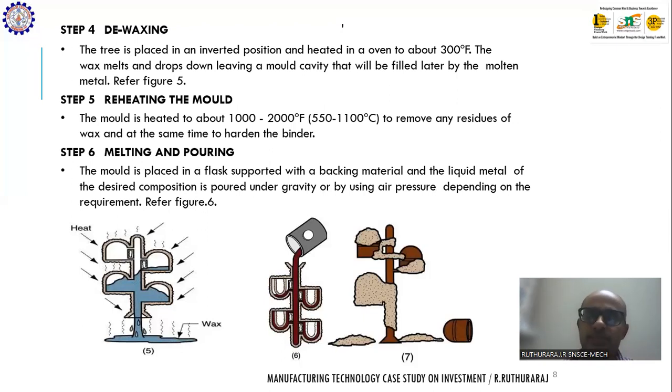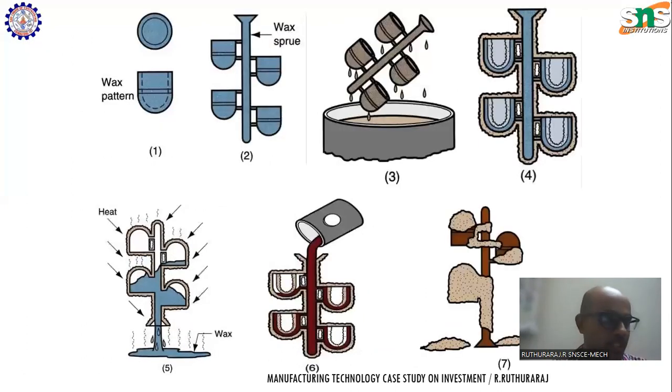Once the structure is obtained, the inside part will be hollow and molten metal will be poured inside the hardened sand. So we'll get multiple components. As you can see in the seventh image, multiple components can be obtained. In this case, this is a cup. So the entire process is described here. This is about the investment casting process.